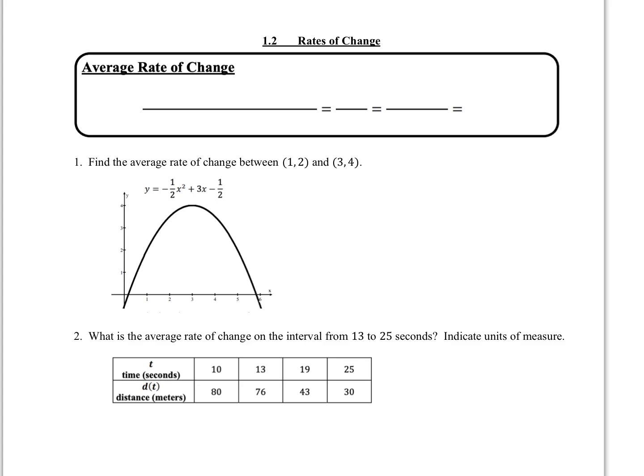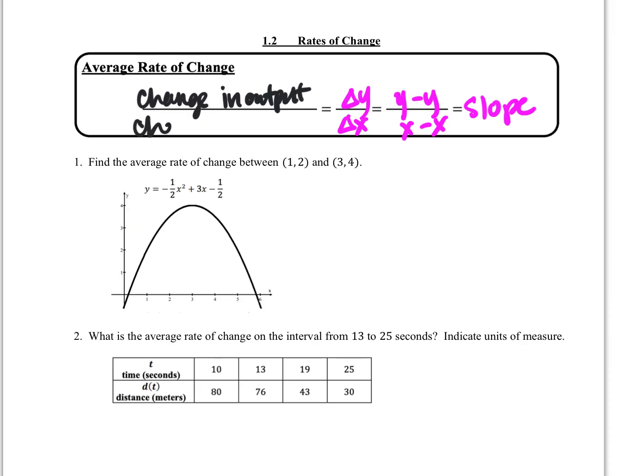Average rate of change is what you're used to seeing as change in y over change in x, which we might say y2 minus y1. Who can tell me what this stands for? Change in y or change in x? What word are we used to that standing for? Slope. It's good old slope, right? And another way to say that is just the change in your output, the y values or your dependent variables, over the change in your input.